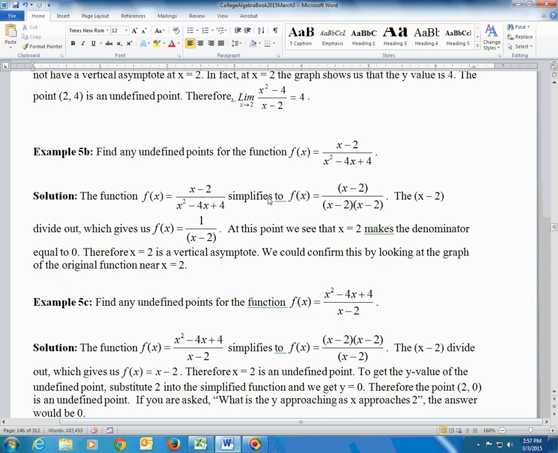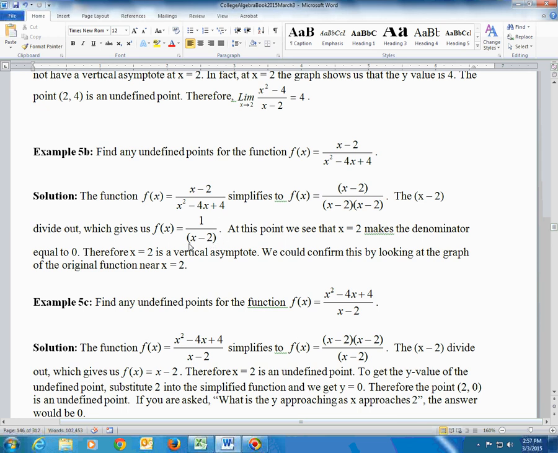How about undefined points for this one? Look, that's not factored. Factor this thing. It breaks into x minus 2 and another x minus 2. Or another way of saying, well, x minus 2 squared. But this x minus 2 on the top crosses off with one of these, so I end up with 1 over x minus 2. Now that it's simplified, now is the point where you check what's going on with this thing. So if it says what's the limit as x approaches 2, put 2 into the simplified version of it. Well, if I put 2 into the simplified version, I get 1 divided by 0. In other words, it makes the denominator 0 but not the numerator.